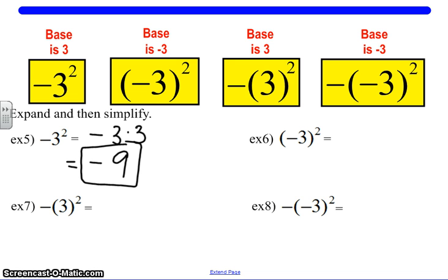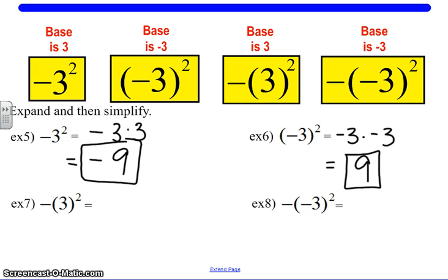Now in example 6, this is looking at the second yellow box, negative 3 in parentheses squared, we said the base was negative 3. So we are going to multiply the base by itself twice. So the base negative 3 times negative 3. Negative 3 times negative 3 gives us a positive 9.